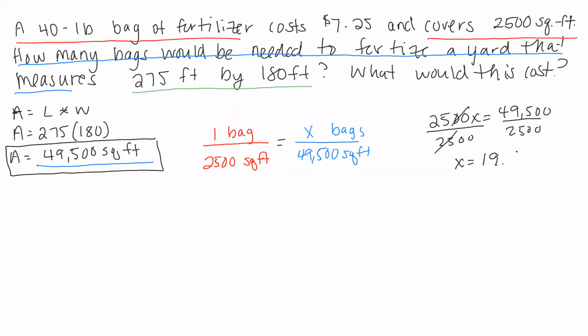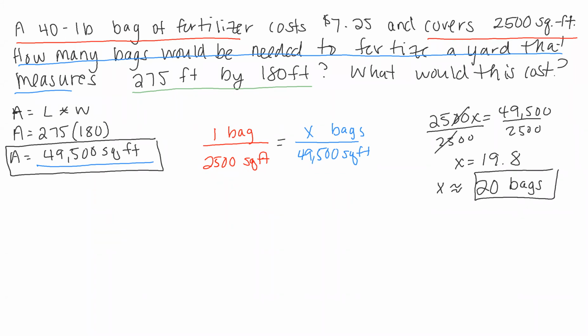Now, here's the deal. Can we buy 19.8 bags of fertilizer? No. Okay, Lowe's, Home Depot, Ace Hardware, wherever you're going to get your fertilizer, they're not going to crack open a bag and give you 0.8 bag. So what we need to do is we're always going to have to round up to the next bag. So we're going to have to buy 20 bags. We'll just have a tiny little bit left over. Okay, so we need 20 bags.